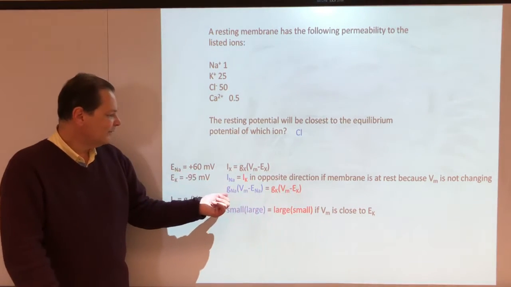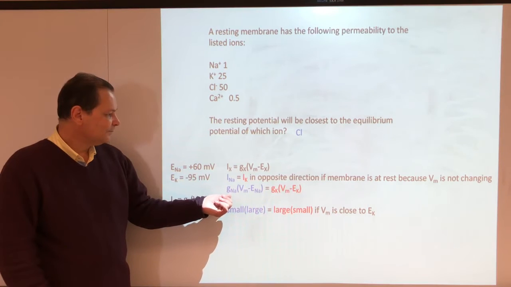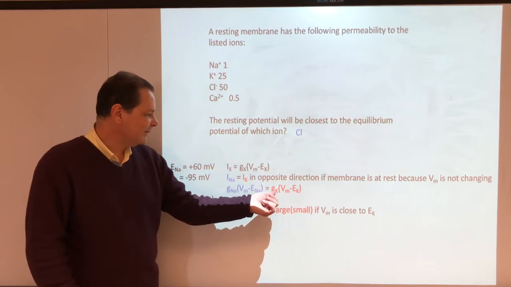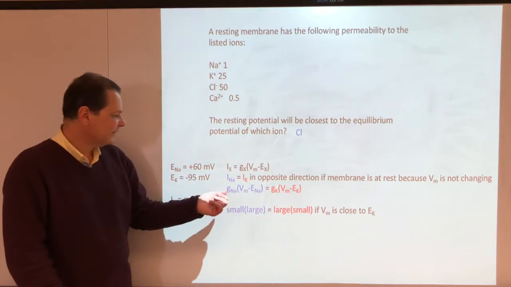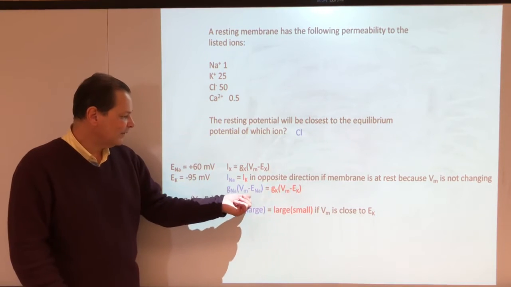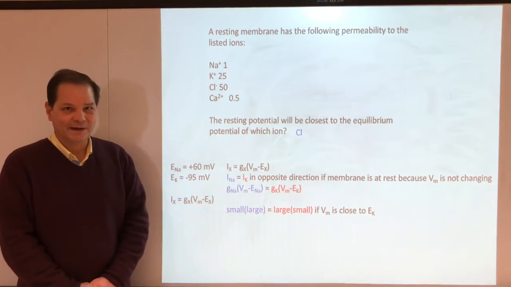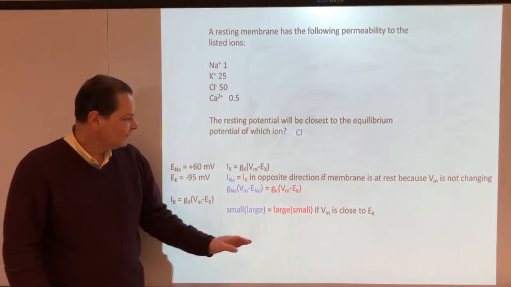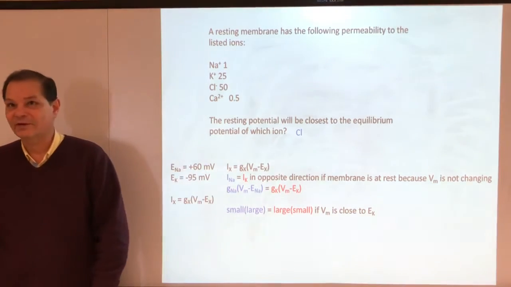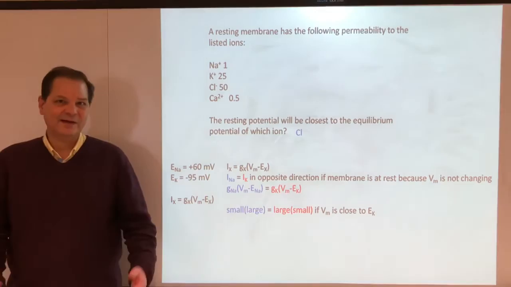In the case of potassium, we have a high permeability and a low driving force for potassium to exit the cell. In the case of sodium, we have a low permeability, but a high driving force for sodium to enter, okay? And so these are equal and opposite, and you get a resting potential, okay? So that's why that is.